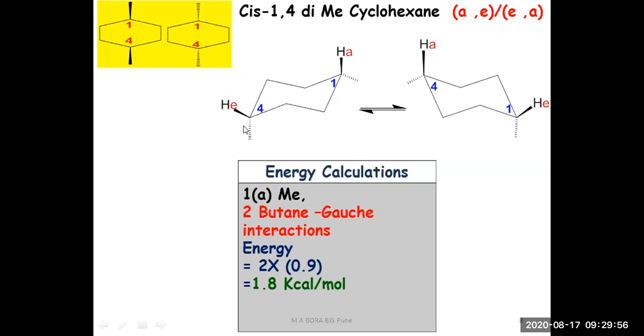If this is alpha, the relation comes as equatorial axial, and after flipping, it becomes axial equatorial. The alpha remains alpha and beta remains beta. That is what you will see. So cis 1,4-dimethyl cyclohexane has a relation either axial equatorial or equatorial axial. Now both the molecules have the same number of axial bonds, and therefore their butane-gauche interactions are also the same, and hence they are equally stable and they have energy 2 into 0.9, that is 1.8 kilocalorie per mole.